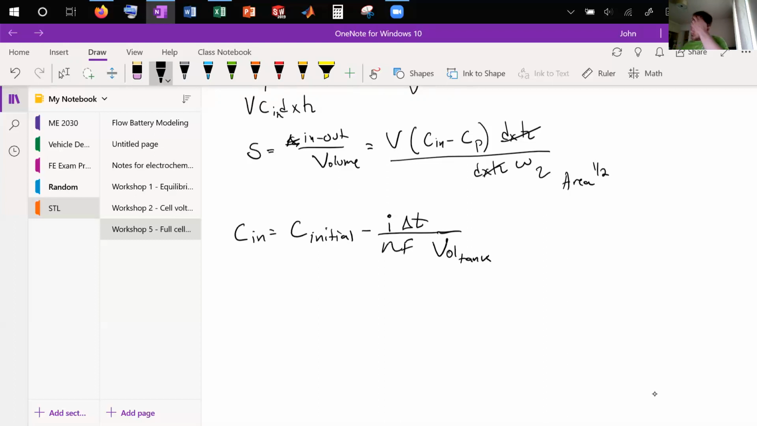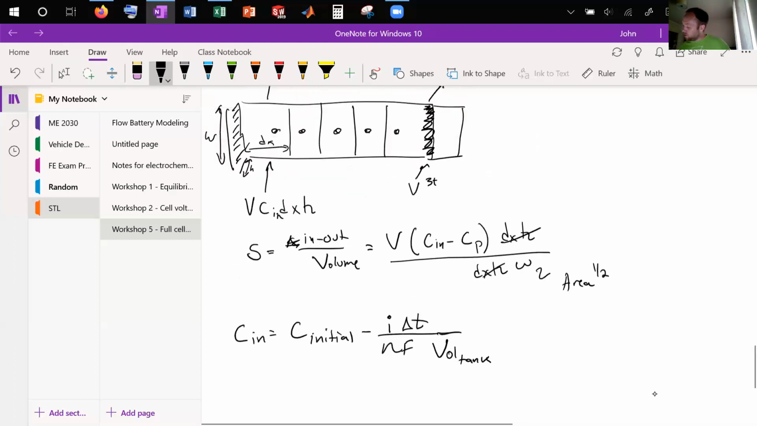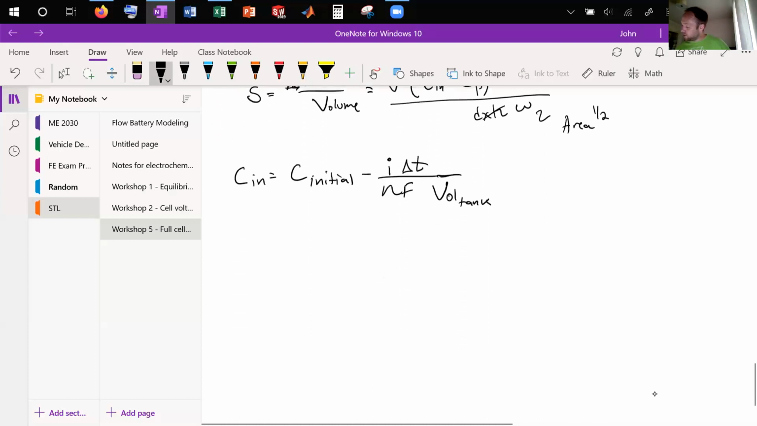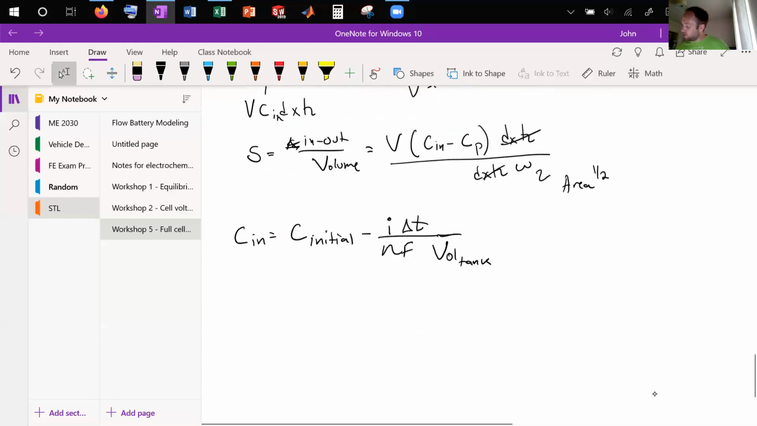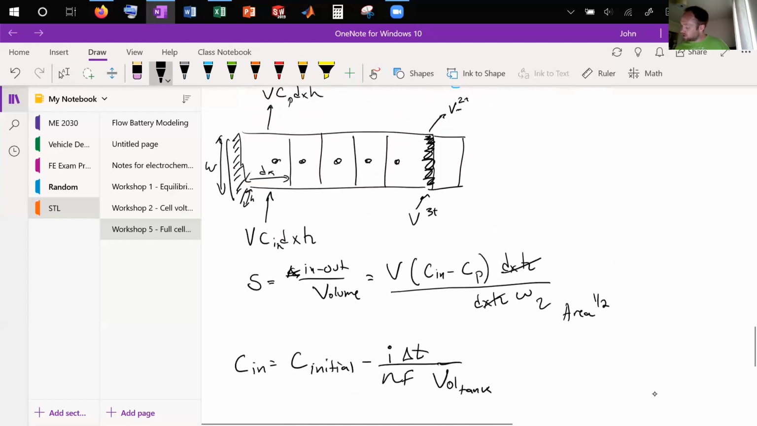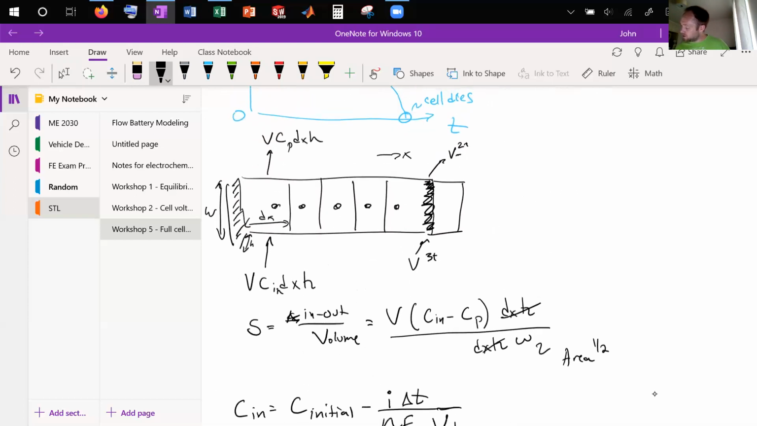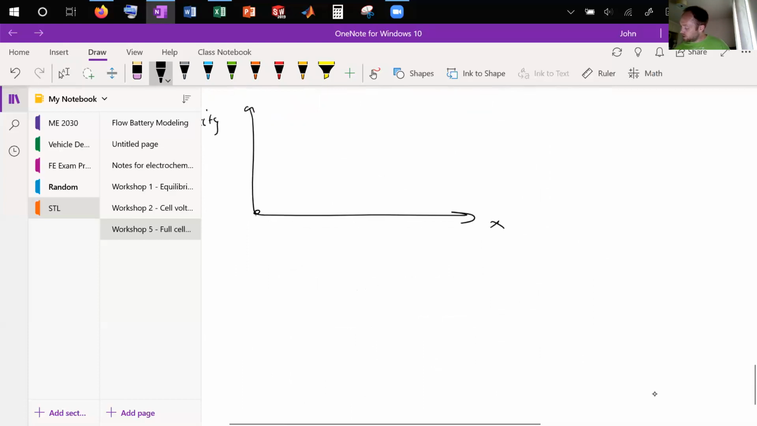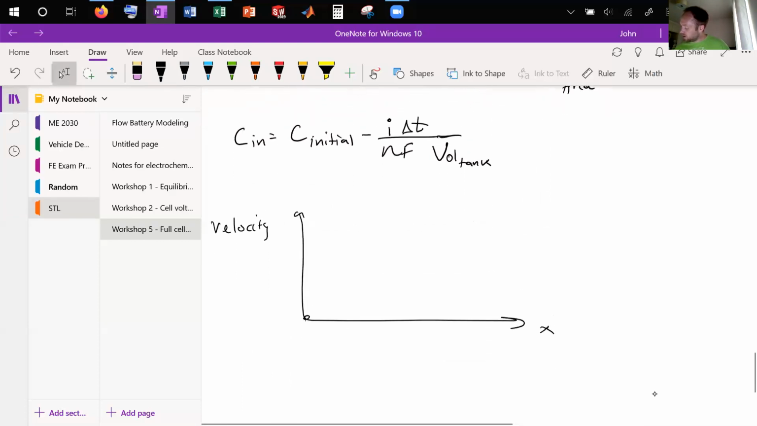And then the only other thing we did is we said, hey, we know the velocity profile going into this needs to be parabolic. So it's going to be velocity versus this position x. We'll call this position x in this diagram. We know it's 0 at this wall, and it's going to reach a maximum in the middle, and then go over here and be 0 here. And this will be our V max.